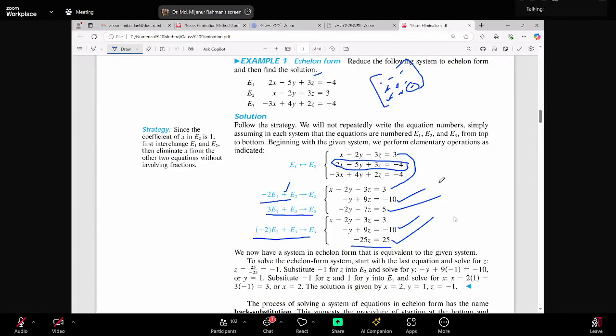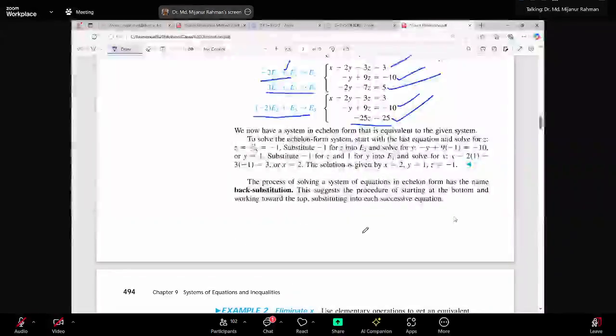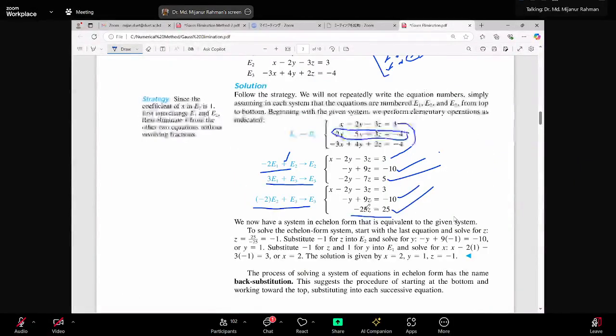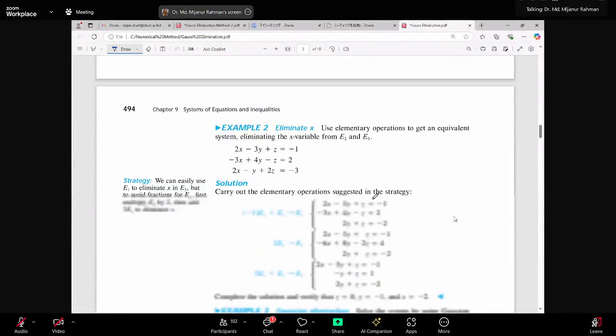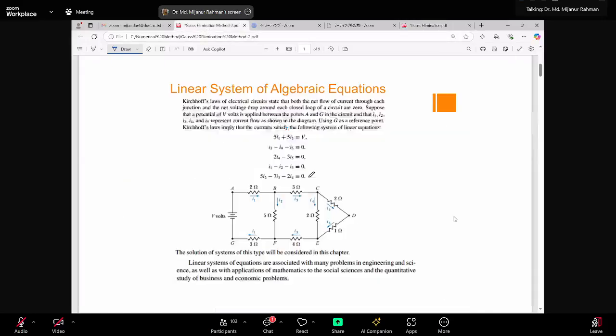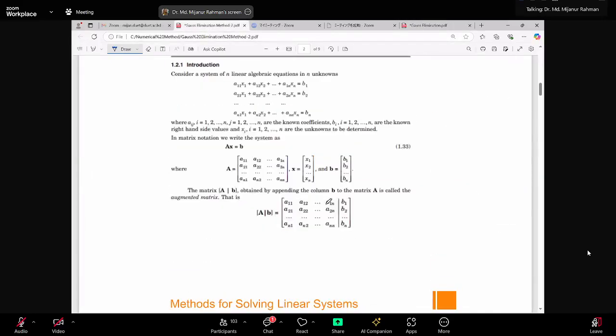So this is the solution. What can we do to solve this problem? This is called the Gauss elimination method. That means we are eliminating some terms. This is one process that we can do. Again, we can do it another way, in matrix form.